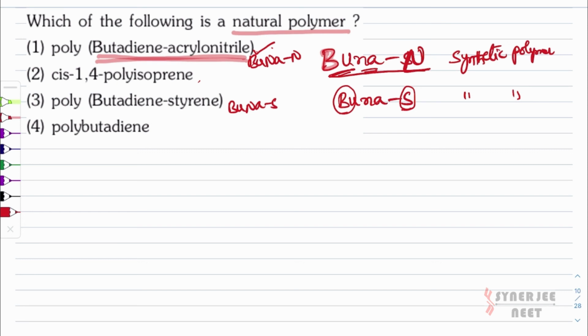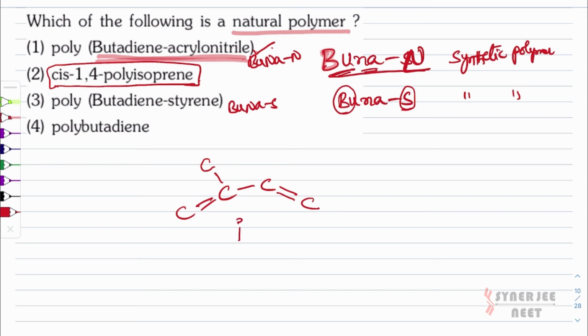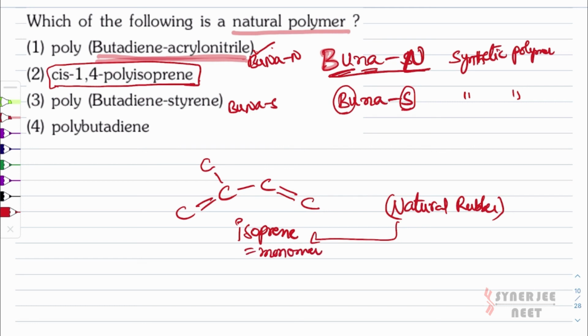If you look at the second option, cis-1,4 polyisoprene. What is this cis-1,4 polyisoprene? Its structure is like this. You take butadiene. This is called butadiene. And here methyl group will be there attached. This is called isoprene. This is the monomer of natural rubber. Natural rubber is a polymer. Now in that, what is the monomer? Monomer is this. Many such units are joined to give the polymer called natural rubber.